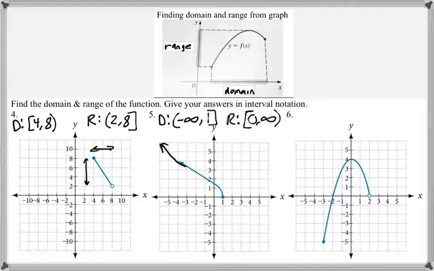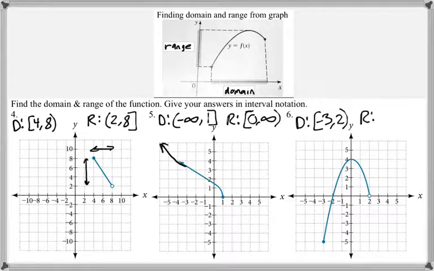Okay, lastly, number 6, my domain, I want to go left to right. So how far left does this function go? It goes to negative 3. How far right does this function go? It goes to 2, with an open dot, so that means it's a parentheses.